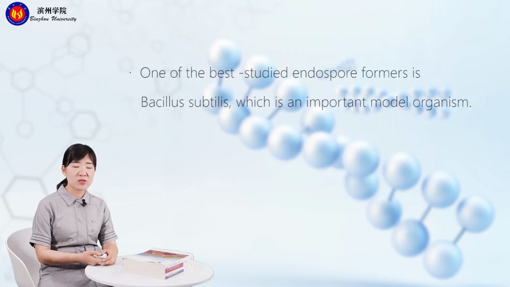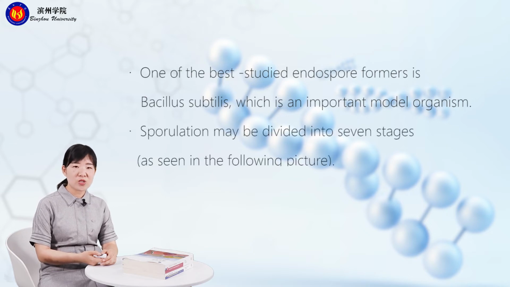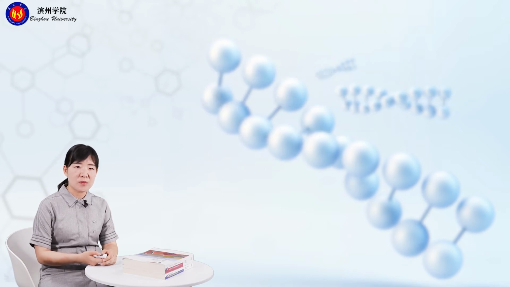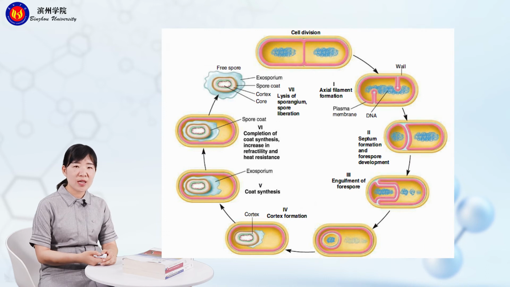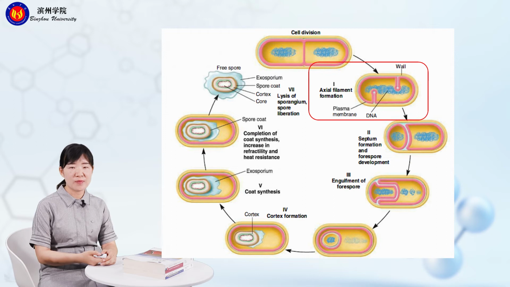One of the best studied endospore formers is Bacillus subtilis, which is an important model organism. Sporulation may be divided into 7 stages, as seen in the following picture. Firstly, the cell's DNA is replicated. This is stage 1, followed by an inward folding of the cell membrane to enclose part of the DNA.